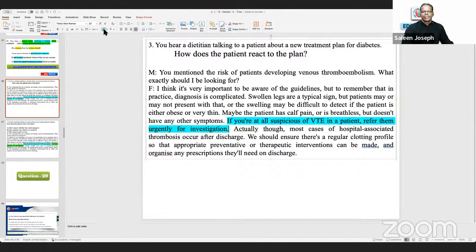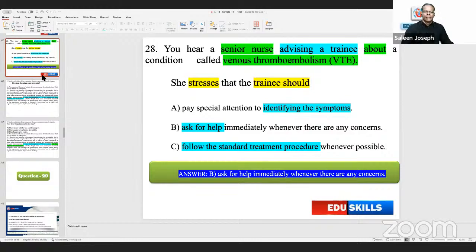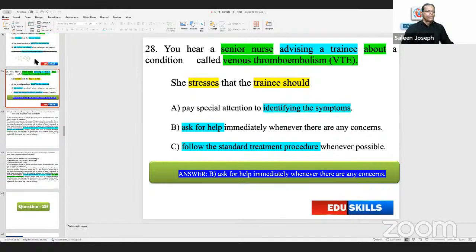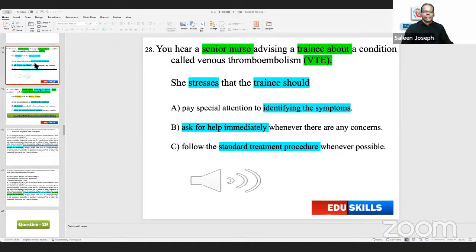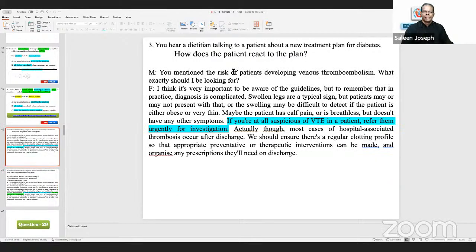What do they stress? If you are suspicious of VTE in a patient, refer them urgently for investigation. Everybody got the same answer. There is no confusion. Only one person said A. What is A? Identify the symptoms. Maybe the person said that because they are repeatedly speaking about symptoms, right?